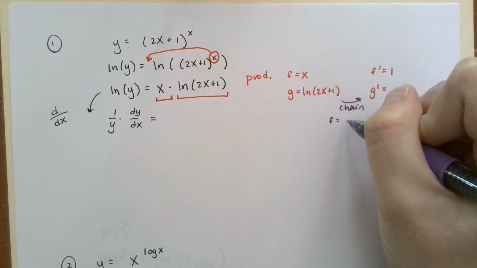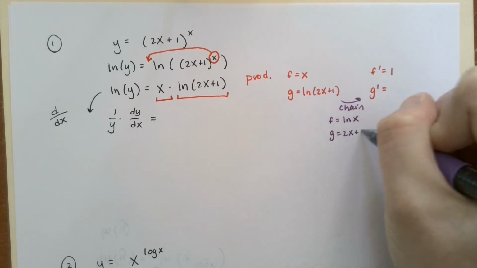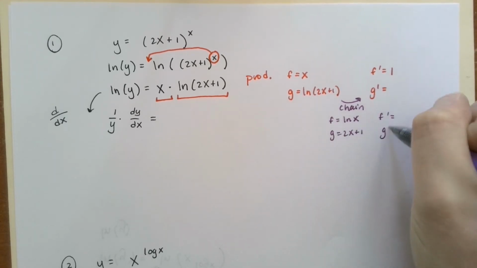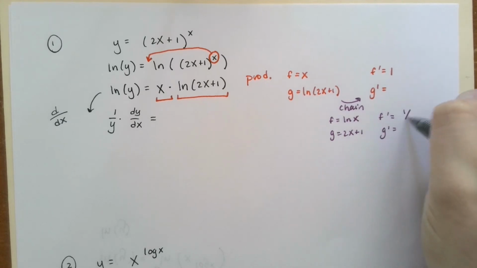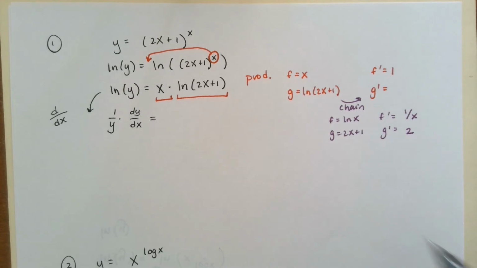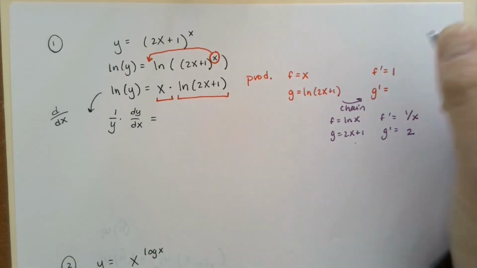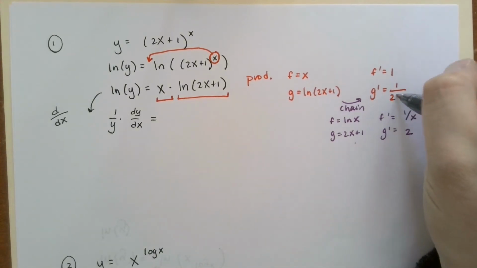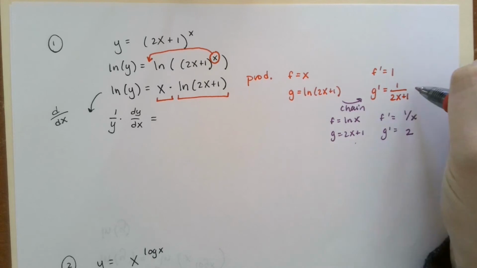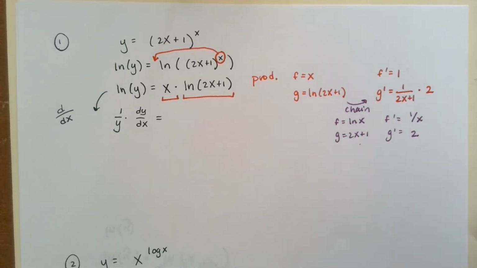So the outside function in the chain rule would be the ln. The inside is that 2x plus 1. The derivative of ln of x is 1 over x, and then g prime would be 2. So for g prime here, oh, I should use the red. For g prime here, we'll have f prime of g times g prime. And you can put that 2 kind of as the numerator there, or just kind of leave it as it is.